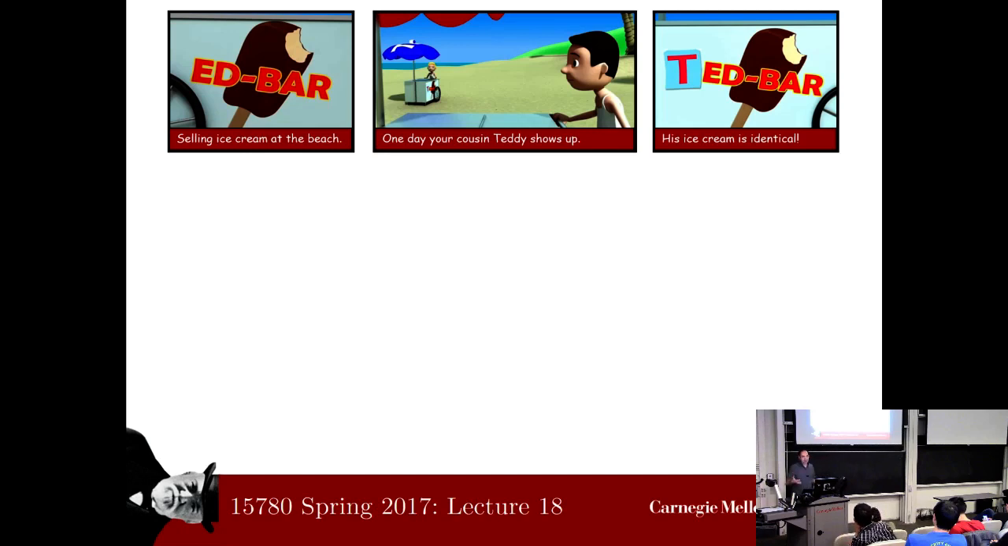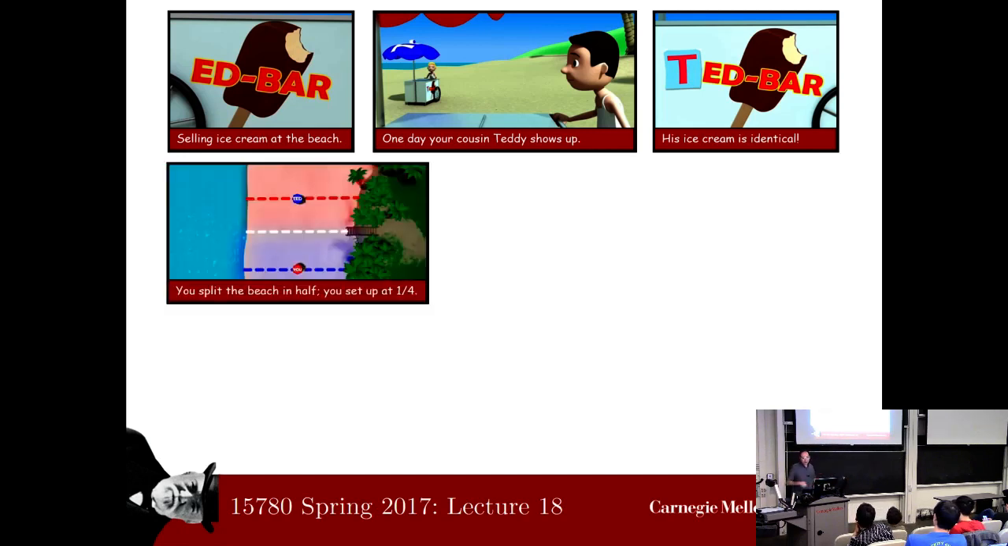Now, the importance of the fact that his ice cream is identical is that we're basically assuming that people don't care who they buy from. All they want is to buy from the nearest vendor. So if they're closest to our shop, our stall, then they will buy from us. Otherwise, they would buy from Teddy.